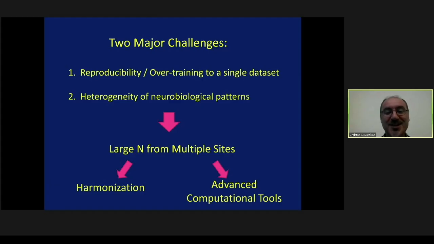So enough of the old stuff. I'll talk a little bit about the more recent stuff we've been working on in the lab. We've been trying to address two main challenges that I see in the field. One is reproducibility and overtraining. There's been a lot of hype about machine learning lately, and a lot of studies showed very good classification in a setting or another, but they don't generalize well. The reason is that they have overfitted to certain characteristics of a particular data set, of a particular population.